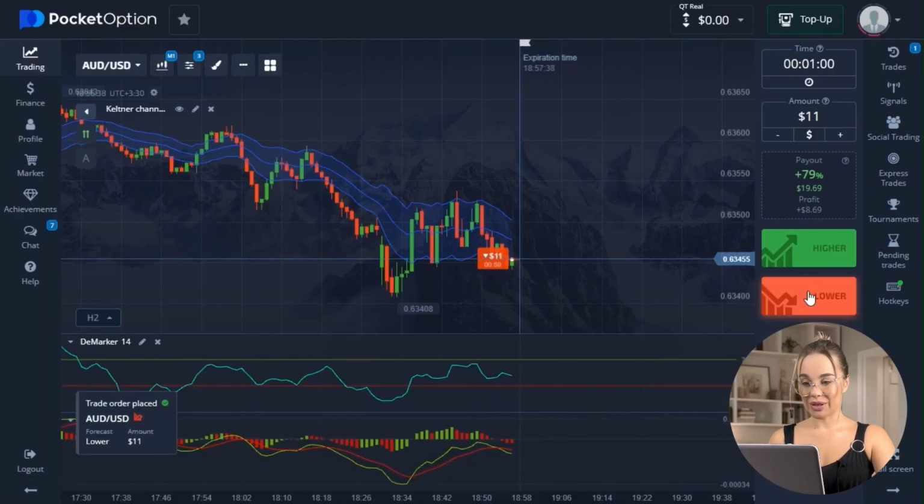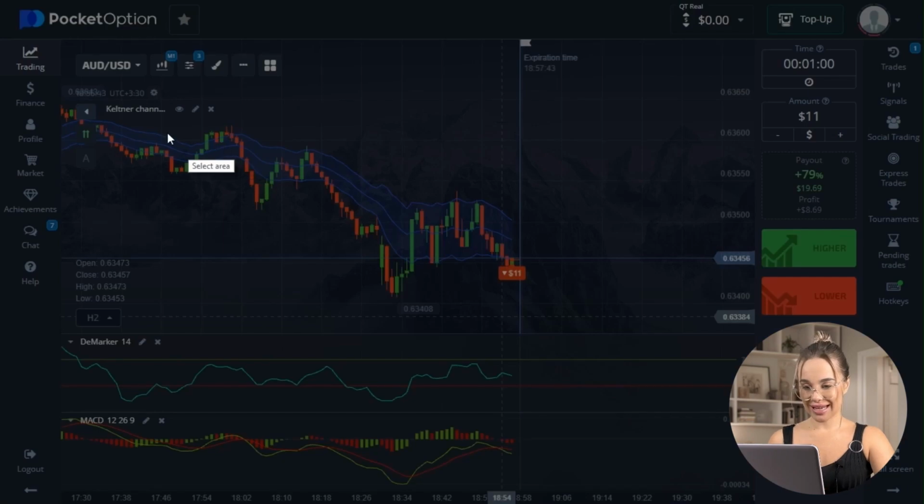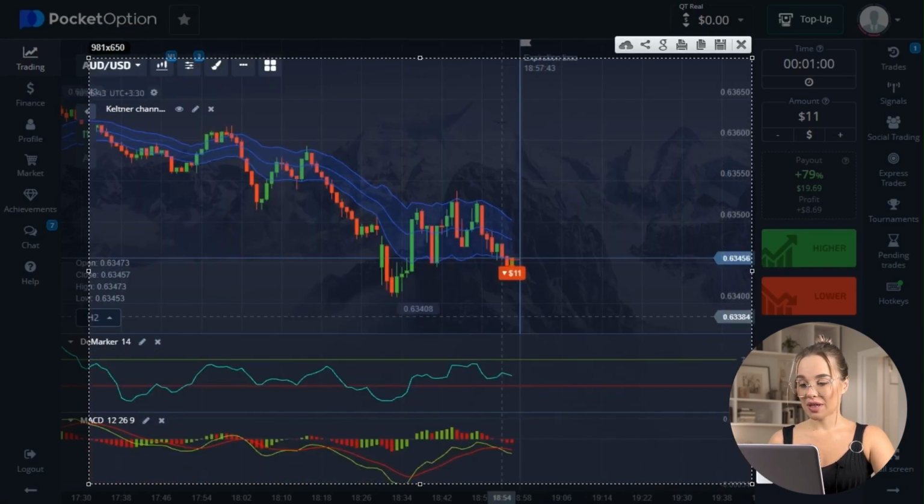Let's get started. So diving into trading, I will open a trade on the Aussie and US dollar pair, expecting a downtrend. Let's break down the signals, guys. First off, we've broken the lower Keltner channel and the MACD's green line crossed down over the red from above.